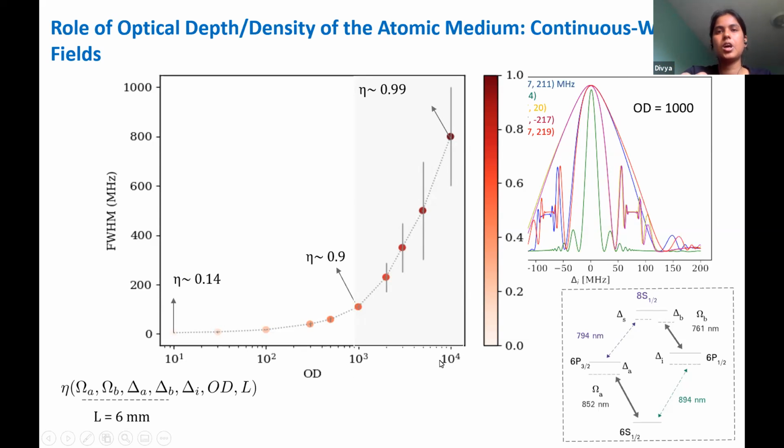So for an optical depth of 10,000, you get a band with a full width at half maximum of around 801 gigahertz bandwidth. So in this case, if we have a higher optical depth, we'll be able to get a better bandwidth, which is required in our case because the quantum dot has a larger bandwidth.